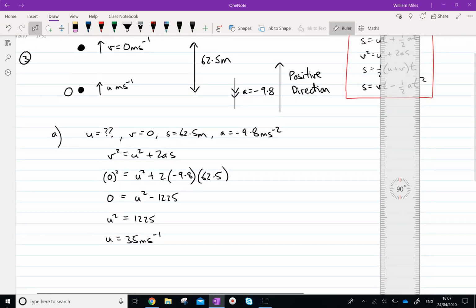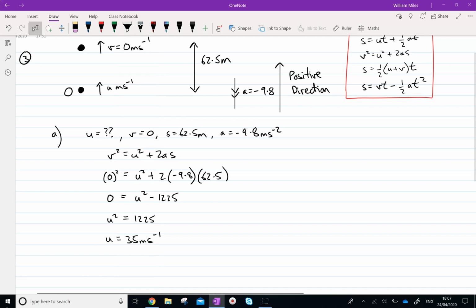So part B. Get the ruler out the way. Part B says the total time for which the particle is 50 meters or more above O. So here's our particle. It's going to reach 62.5 meters. We want to find how long it is 50 meters above O for.